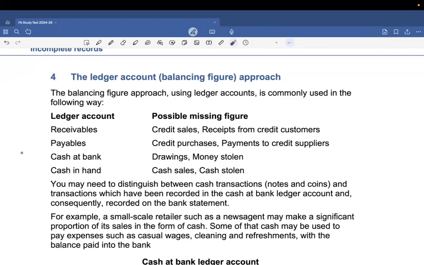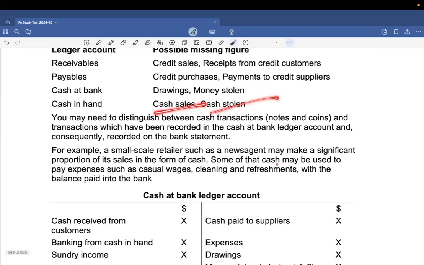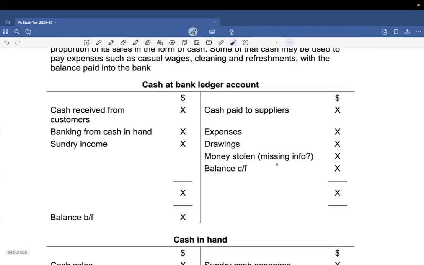Understood? For example, if we have the receivables account, what do we have to find? Maybe the credit sales, maybe the receipt from the credit customers. Whatever is given in the question, you have to find that. From the payables account, you can find credit purchases or payments paid to the suppliers. From cash at bank, you can find the drawings made in the year, or the money that was stolen. And with cash in hand, you can find the cash sales or cash that is being stolen. Understood?